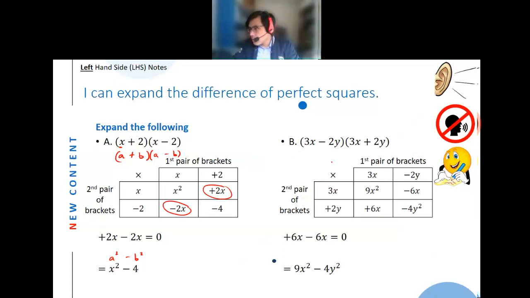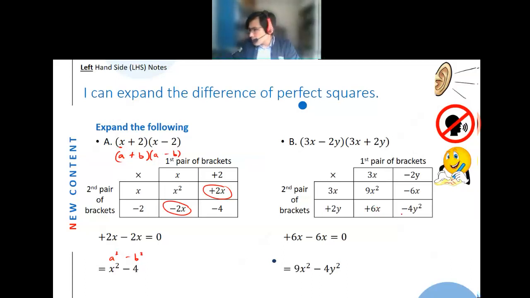Next one we've got 3x minus 2y times by 3x plus 2y. So 3x minus 2y at the top, 3x plus 2y down the side, multiply everything together. Remember numbers multiply by numbers and letters with letters. So 3 times 3, that's 9. x times x, that's x squared.